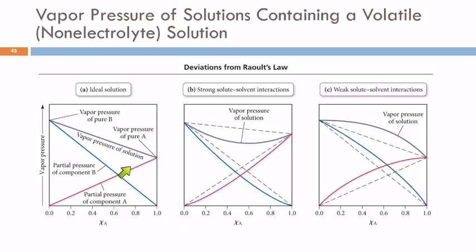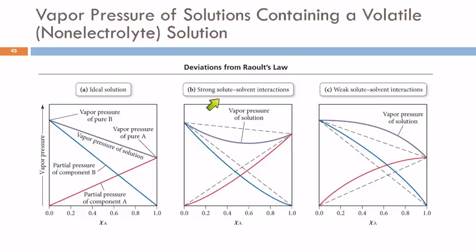I'm sorry, this isn't the mole fraction. This is the vapor pressure. We're looking at the mole fraction of A. So over here, we have no A, we have all B. And so the vapor pressure will equal the pressure of pure B. And this purple line is just the sum of the red line and the blue line. Isn't that nice how they used purple, because purple is red and blue combined together.